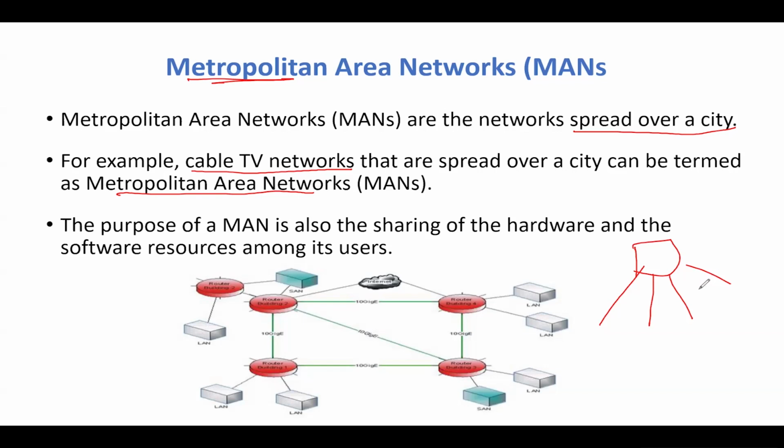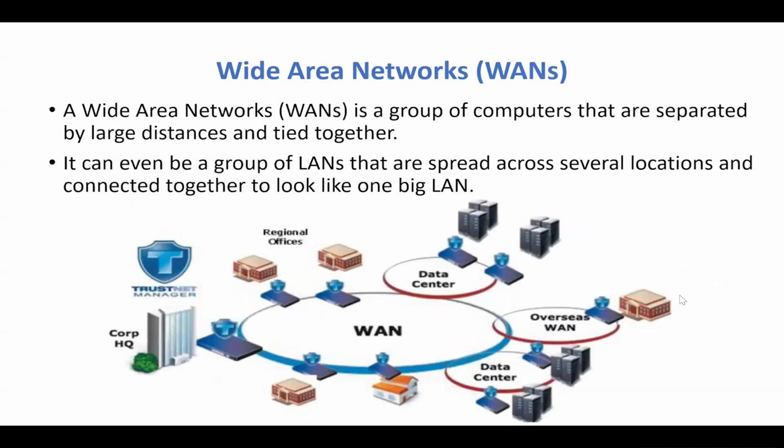So that is how a metropolitan area network works. As you can see, there is an example here where we have connected in a bigger area. We have different workstations and systems connected and they are all connected to each other. Once again, this can be a wired and it can be a wireless connection as well. Next one is a wide area network.